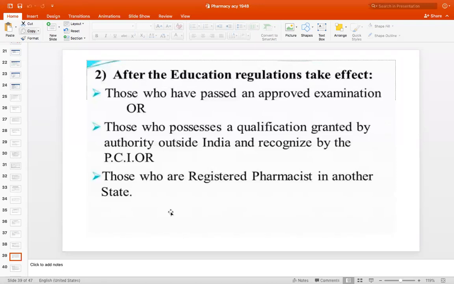Next, those who are registered pharmacists in another state. If you are from Kerala and there the education regulation are fully formed, and you again want to register in Karnataka State Pharmacy Council because you want to do business here, then also you can go for registration.